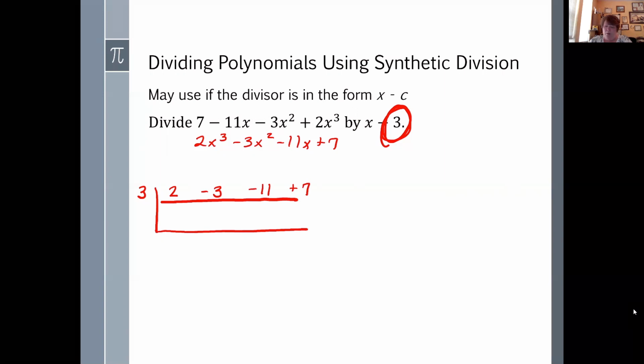All right, so now what I do is I go in here and I take the first coefficient in that row, the 2, and I bring it straight down. So I bring it straight down to the third row. So here's my first row, which is my coefficients. And here's my third row.